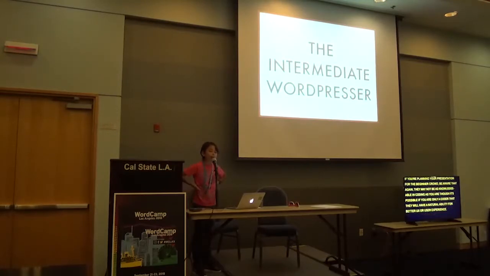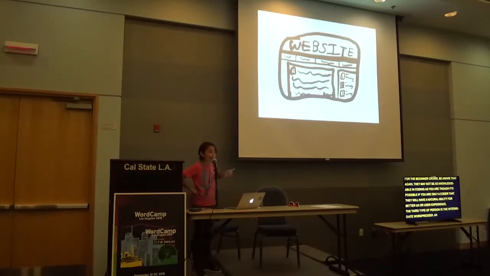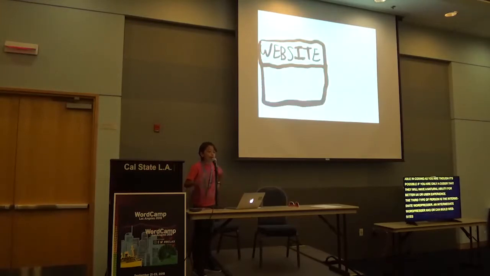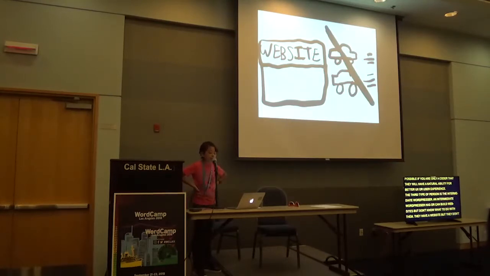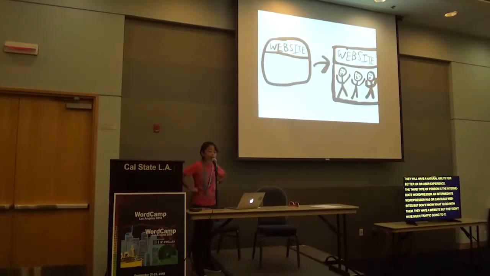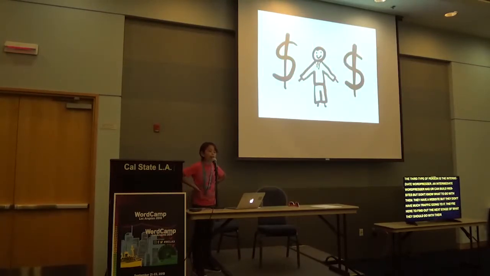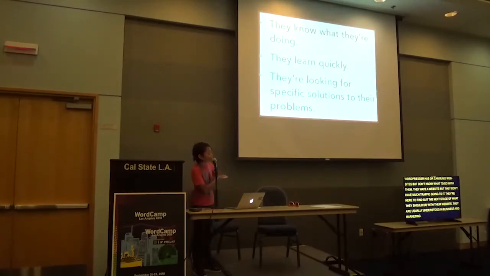The third type of person is the intermediate WordPresser. An intermediate WordPresser has and can build websites, but they don't know what to do with them. They have a website, but they don't have much traffic going to it. They're here to find out the next stage of what they should do with their website. They are usually interested in business and marketing. If you are planning your presentation for the intermediate WordPressers, keep in mind that they know what they're doing, they learn quickly, and they are generally looking for specific solutions to their problems.